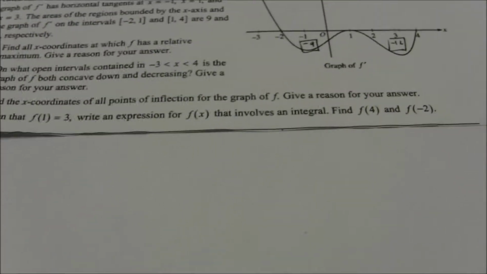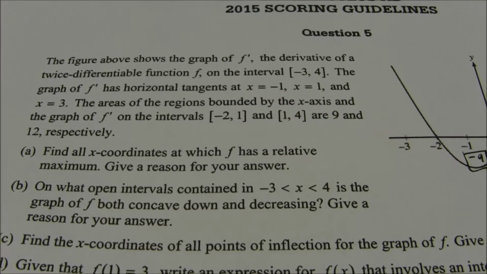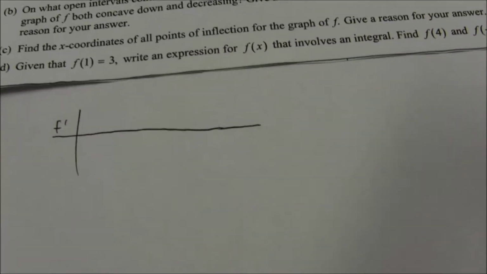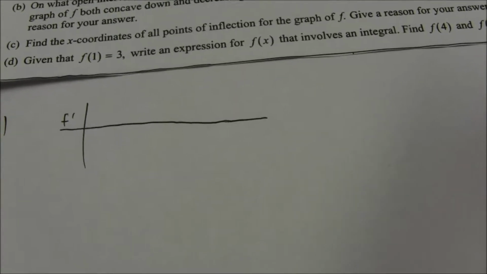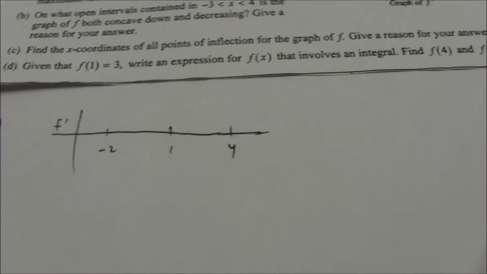All right. Part 1 asks us to find all x coordinates at which f has a relative maximum. I think I'm going to put together a number line here first of all. I think that'll be kind of helpful. Number line for f prime. Remember, we care about places where f prime changes signs. So where f prime is 0 or undefined, those are potential critical values. So notice -2, 1, and 4 are places where f prime is 0.